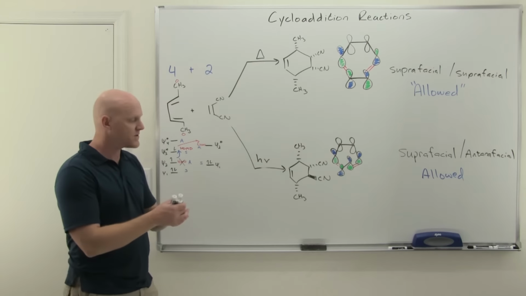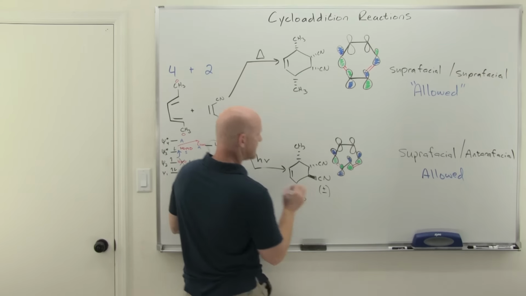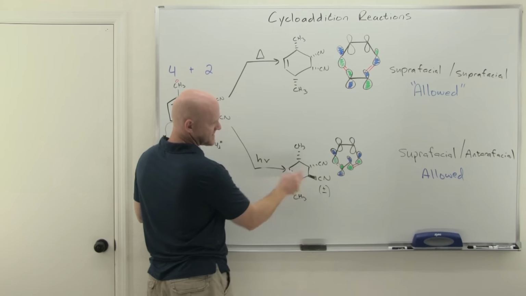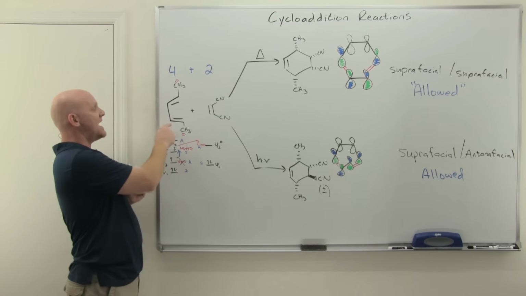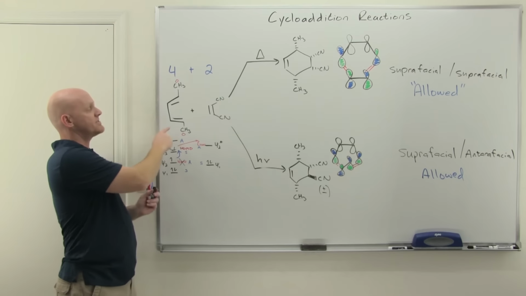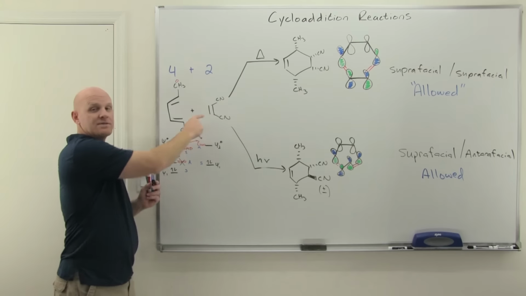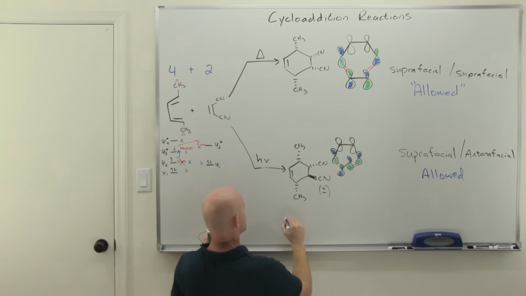This is no longer a meso compound. So technically, you also get this guy's enantiomer, where these three are wedges and he's the dash, and that's one option. But you could have it the other way around. Instead of having the diene being suprafacial and the dienophile antarafacial, it could be the opposite. You could have the diene antarafacial and the dienophile suprafacial, and so you get one other set of stereoisomers here as well.